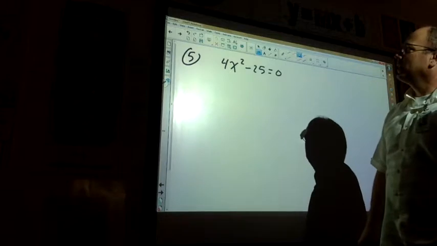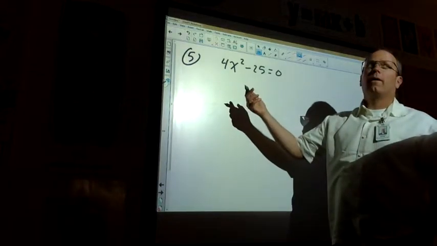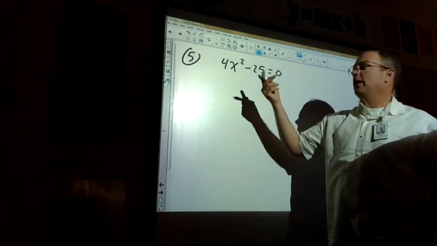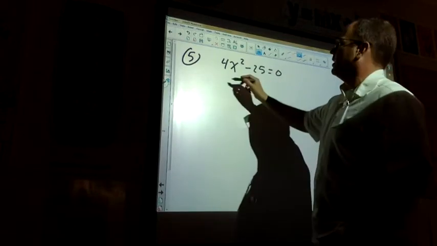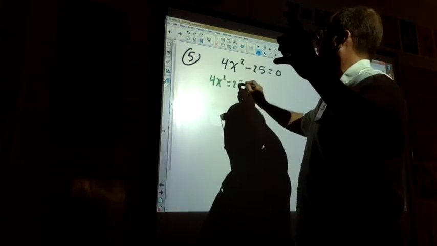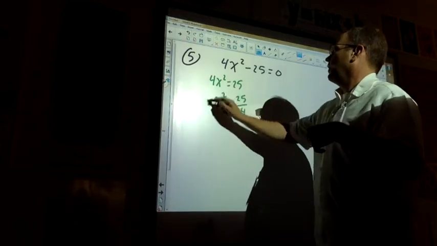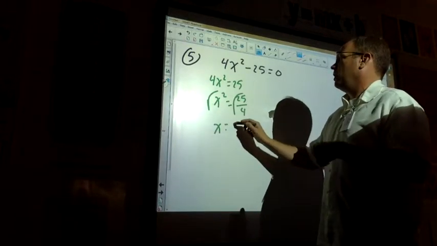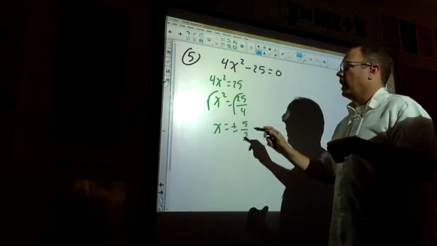Plus 25. Okay, I could add 25, divide by 4, take the square root of both sides. So let's do that way real quick. Hang on. And then if I take the root, I get x equals plus or minus 5 over 2. Don't do that.